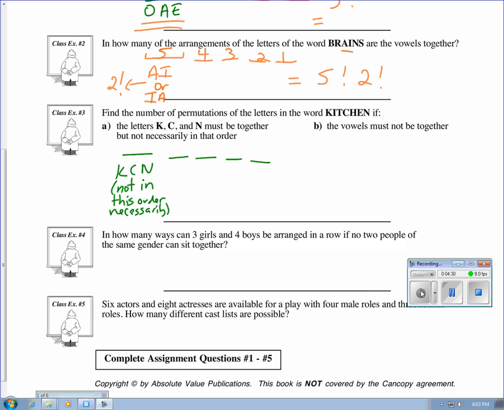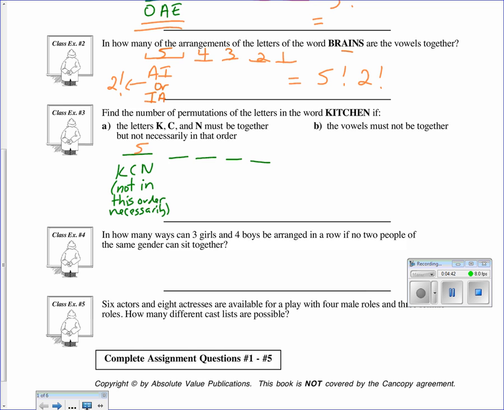So the word kitchen. The word kitchen has 5 unique spots if I must have K, C, and N together, not necessarily in that order. So there's 5 unique first positions, 4, 3, 2, 1. But then how many different ways can I arrange KCN? The KCN is itself a fundamental counting principle. That's 3 times 2 times 1. 3 choices for the first position, 2 choices for the second, 1 choice for the third. So this one is 5 factorial times 3 factorial.